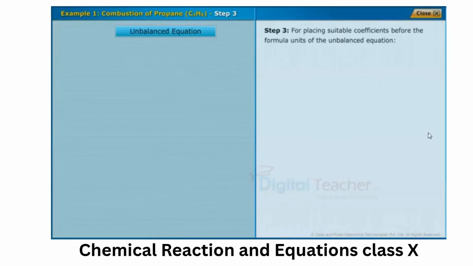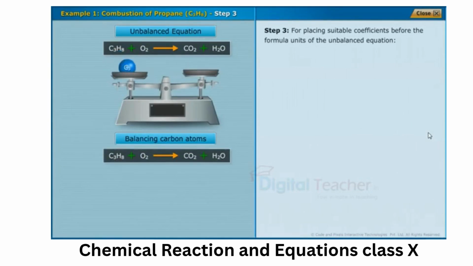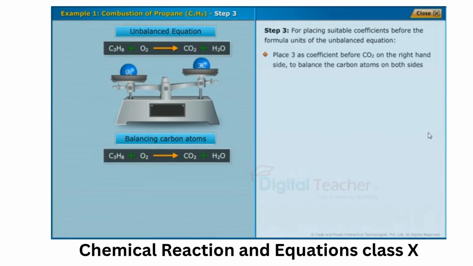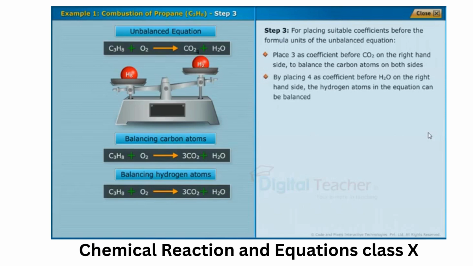Step 3. Place suitable coefficients before the formula units of the unbalanced equation. Place 3 as coefficient before CO2 on the right hand side to balance the carbon atoms on both sides. By placing 4 as coefficient before H2O on the right hand side, the hydrogen atoms in the equation can be balanced.